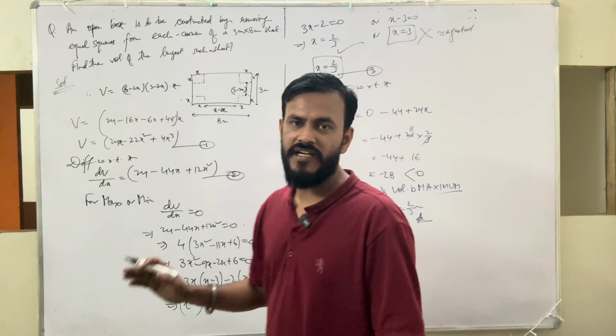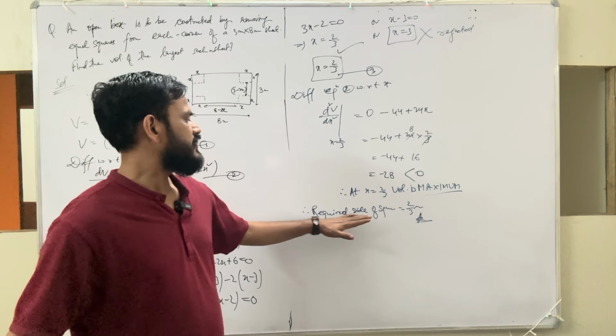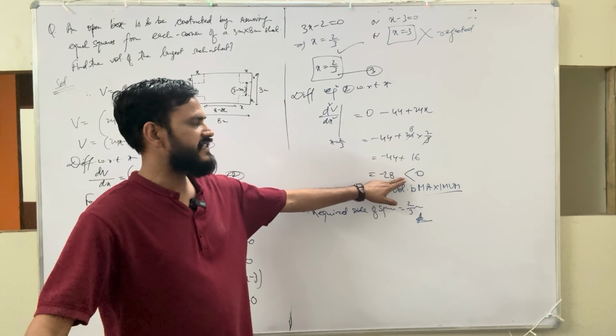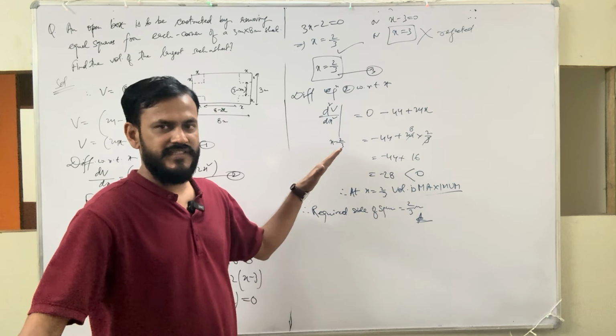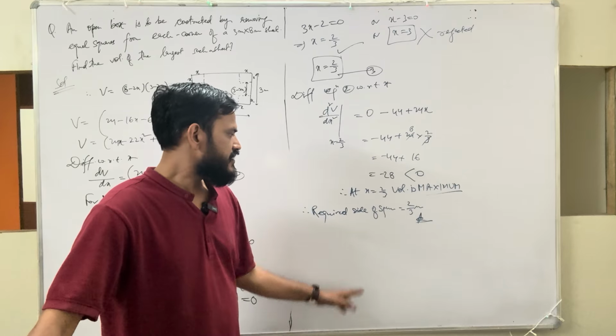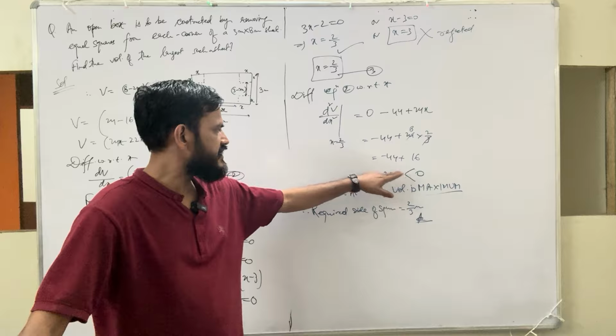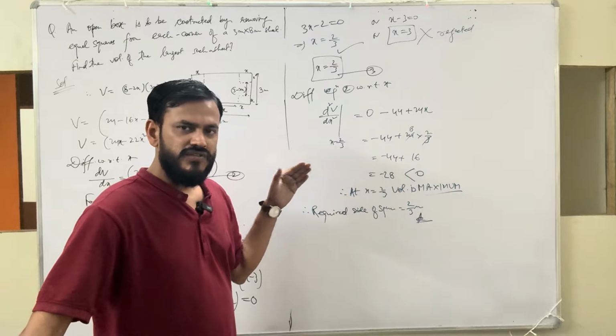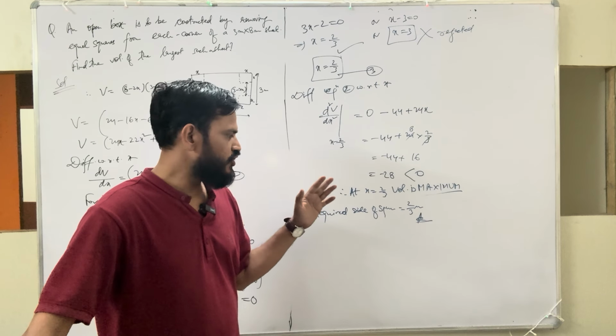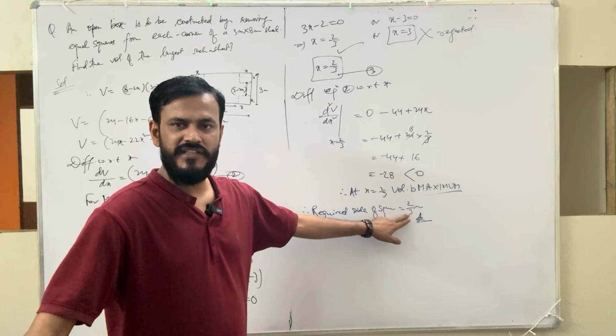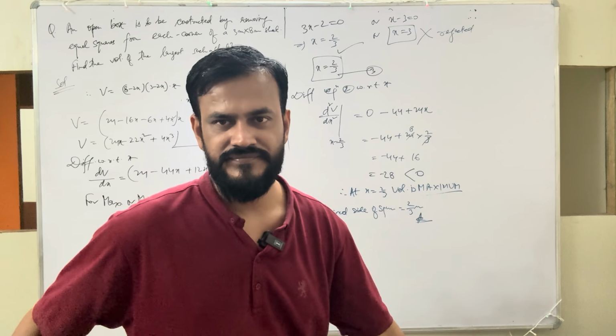So after doing that, if the double derivative is less than 0, we get maximum. If it is greater than 0, we get minimum. So here we are getting minus 28, which is less than 0 at x equal to 2 by 3. So the maximum volume is attained at x equal to 2 by 3. So that is the required answer.